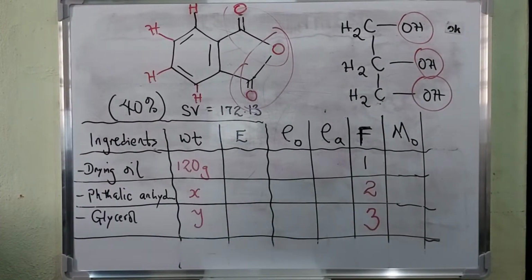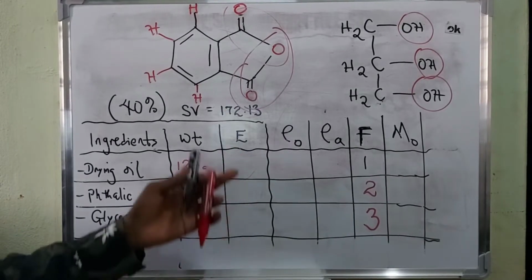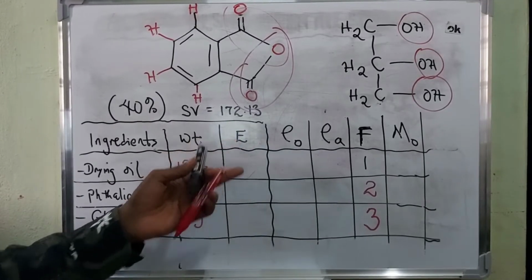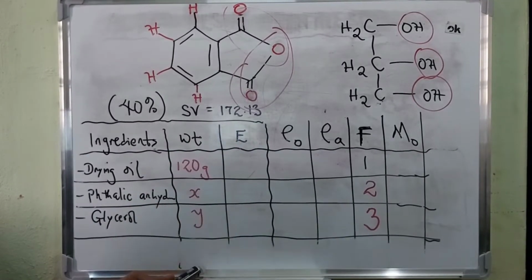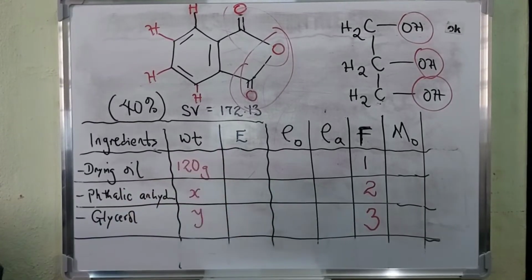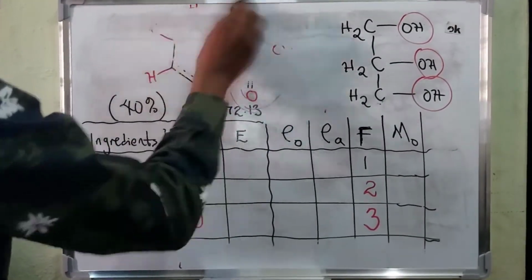Now the next thing we are going to determine is the equivalent weight, which is designated with capital letter E. Let me write out the formula for the equivalent weight, so we get to calculate for the 40% alkyd resin oil length.